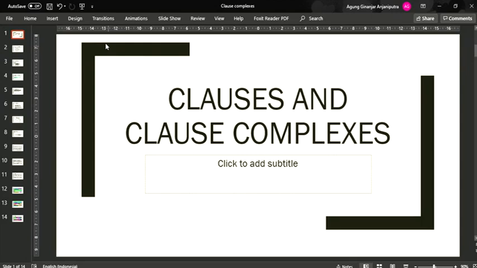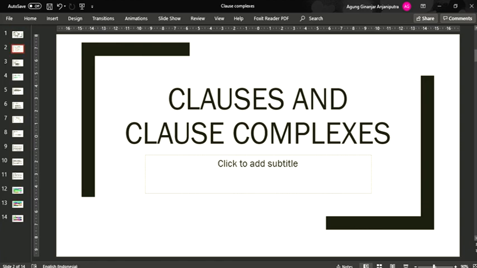Today we're going to discuss clauses and clause complexes. In traditional grammar, we refer to it as sentence. So in traditional grammar, we know word, phrase, and sentences. But in functional grammar, we call it word, group, and clause.